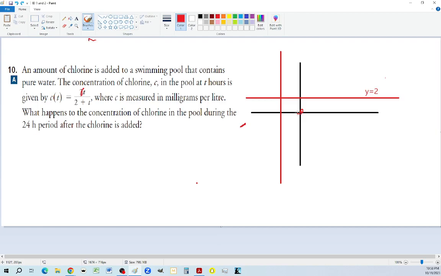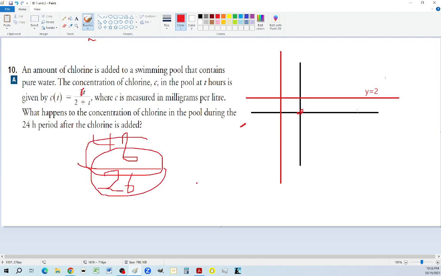Now we know what side of the graph it's on. We can guess that it's going to hug the asymptote, because that's the only place it can go. So we can just take a value of 24 for t. When t is 24 hours, we get 48 up top, divided by 26. And you can see we're almost at 2, but not quite. So after 24 hours, it's reaching that. So essentially, we're going to have something like this. There you go.